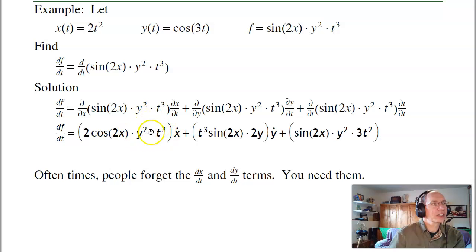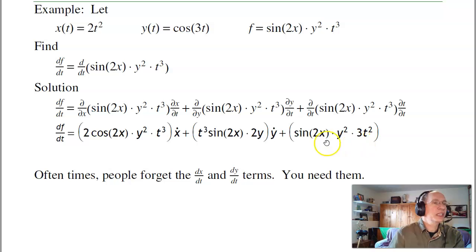So treat the y squared, t cubed as constants. The partial of sine 2x with respect to x is 2 cosine 2x, times how fast x is changing, x dot. And you can substitute x dot is just 4t if you wanted. Second term, partial with respect to y, everything that's not y is a constant. So sine of 2t is a constant, t cubed is a constant. Partial with respect to y is just 2y. And the partial with respect to t is 3t squared.